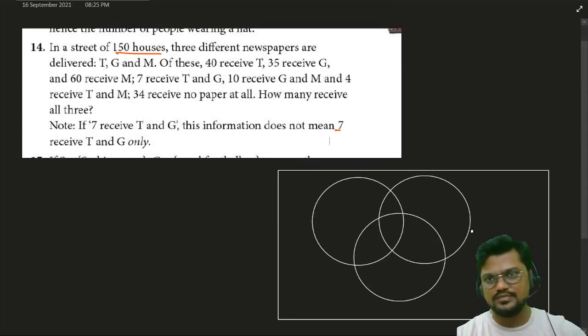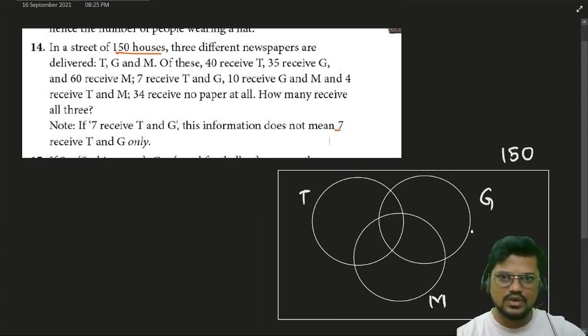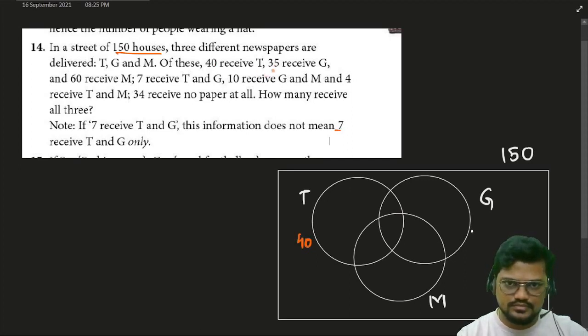See what they have taken. Over here, suppose this is T, this is G, and this is M. In total, there are 150. Three different newspapers are delivered, T, G, and M. Of this, 40 received T. 35 received G. And 60 received M.